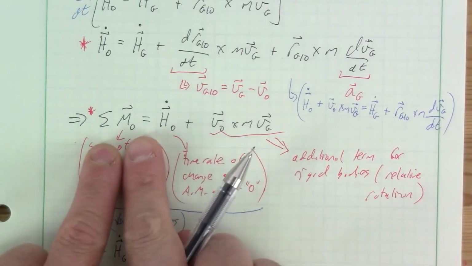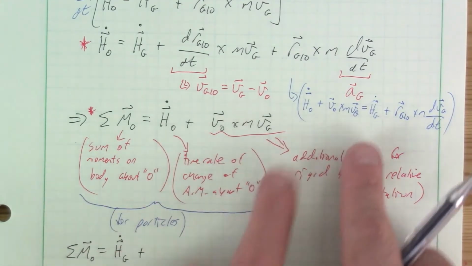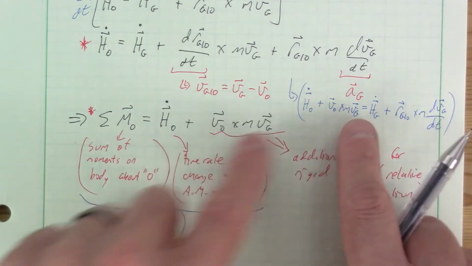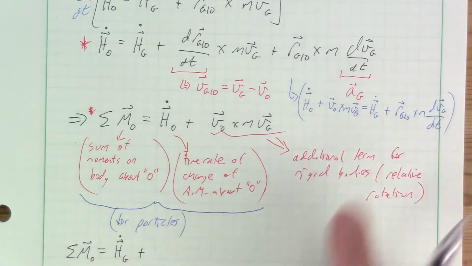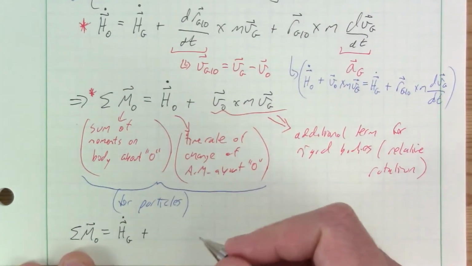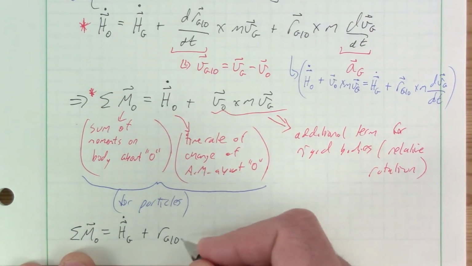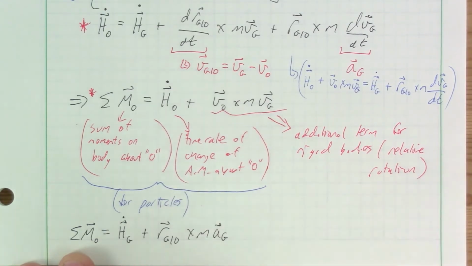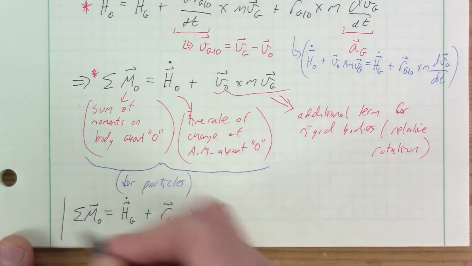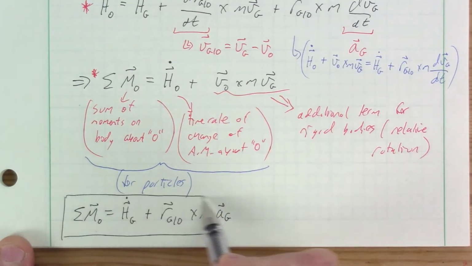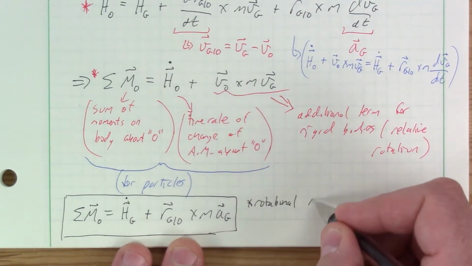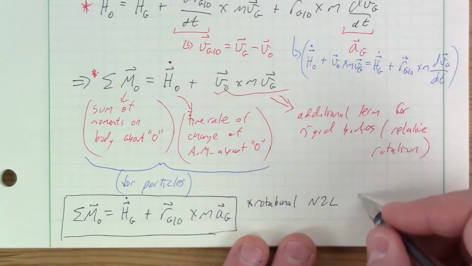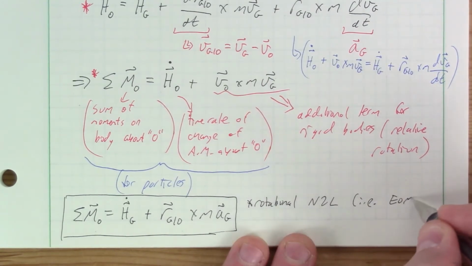This now is the sum of the moments, all right? So to combine these two equations, this now is our sum of the moments, and it's just going to equal what we have on the right-hand side here. So plus rg from O crossed into the mass times the acceleration of g. And that is it. That is our rotational equation of motion. Rotational Newton's second law.